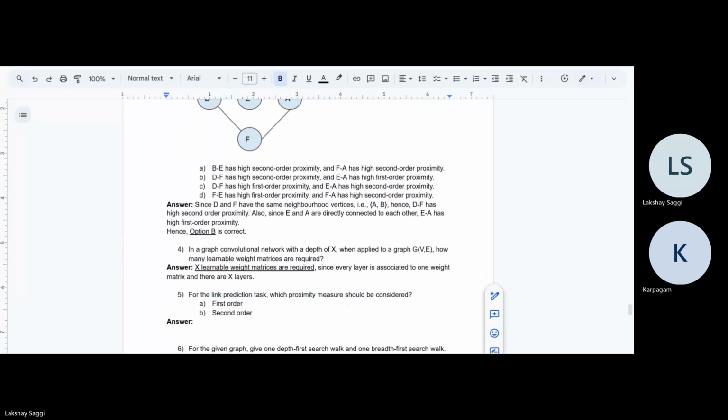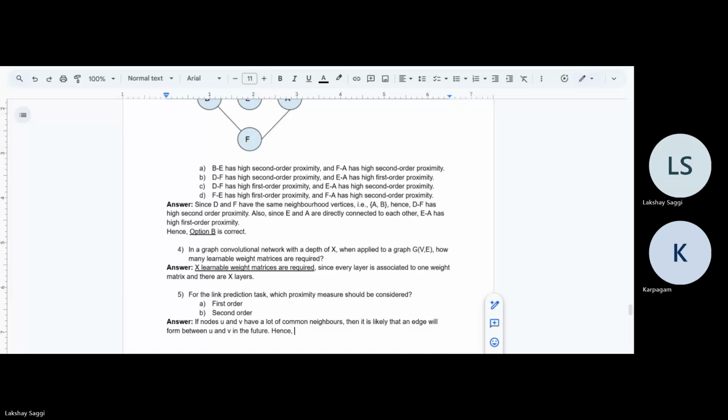So yeah, if nodes U and V have a lot of common neighbors, then it is likely that an edge will form between U and V in the future.